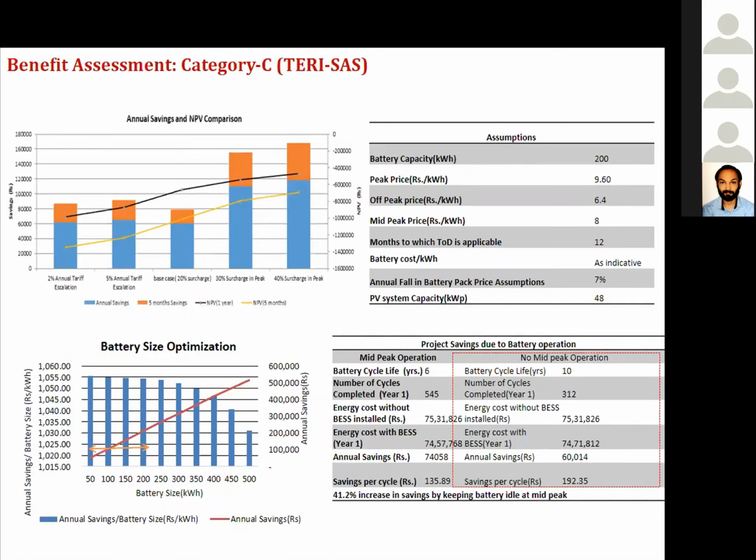So these are the benefit assessments for category C, TERI Sassoon University. The identified battery capacity is 200 kWh, and the peak price is 9.6 rupees per kilowatt hour, and the off-peak price is 6.4. The battery size is optimized. The graph is shown here, with the annual saving against battery size in rupees per kilowatt hour.